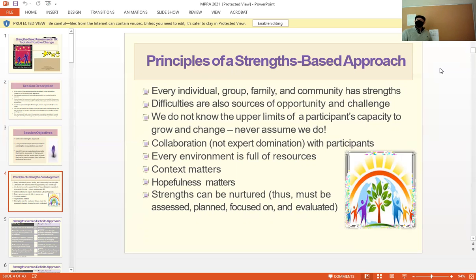Now, something that we don't look at a lot of times, and you have to think about, is this second part. It says that difficulties are also sources of opportunity and challenge. You know, everything in life doesn't come easy. When do you feel the most proud of yourself? When you've overcome an obstacle that you really didn't think you could? Does that make you feel extra good about yourself? It does me, you know.